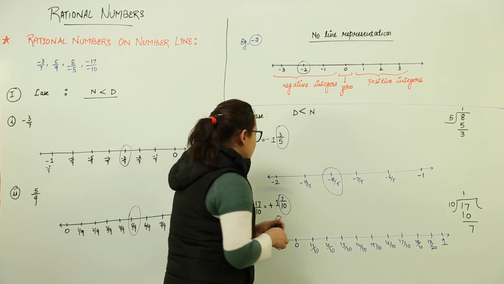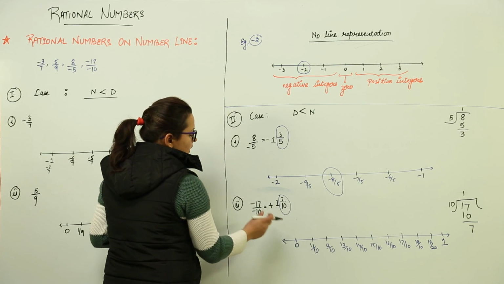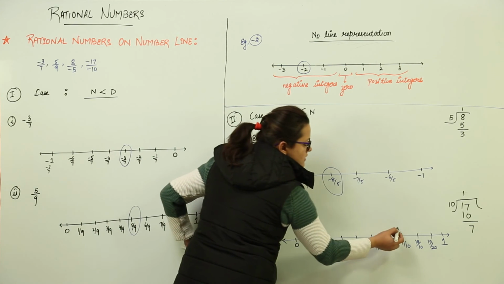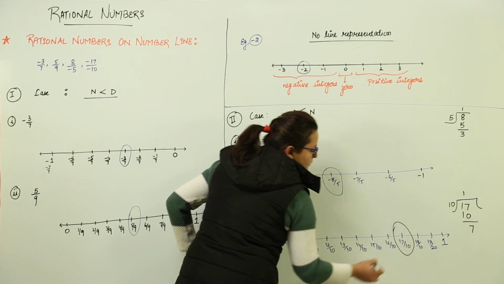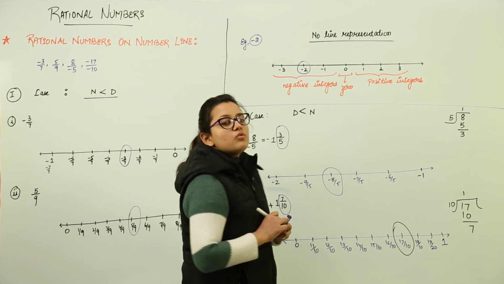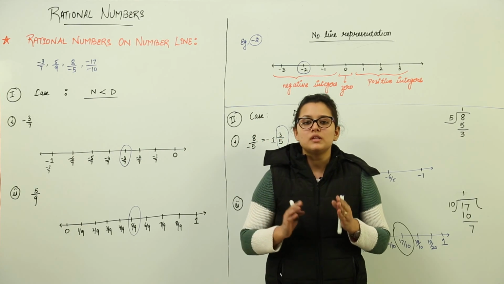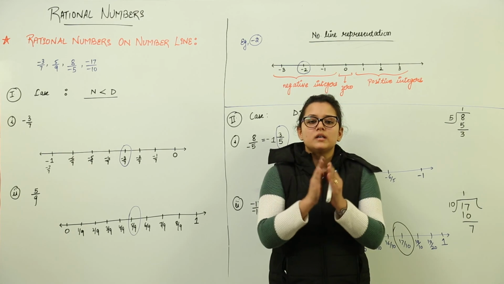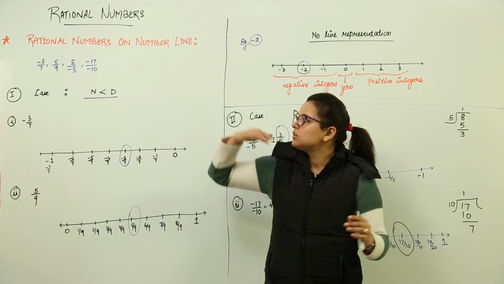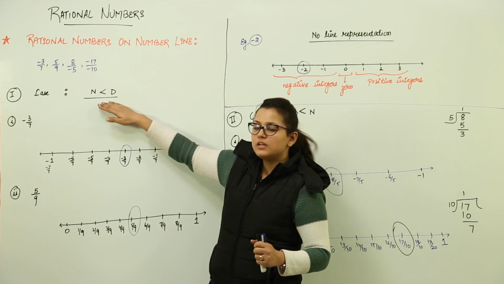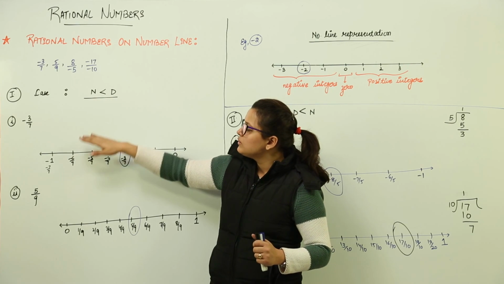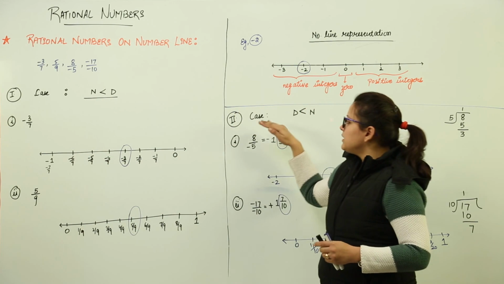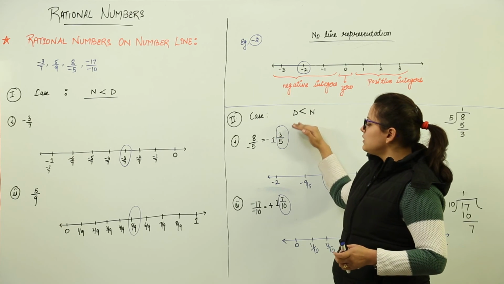Okay? So what I am going to do now? I am going to mark my point. That will be 17 over 10. So this is how we represent rational numbers on the number line. Always consider the case. If the numerator is less than the denominator, you draw it in this way. If the numerator is greater than the denominator, you do it this way.